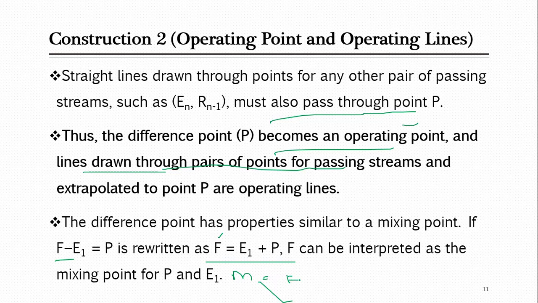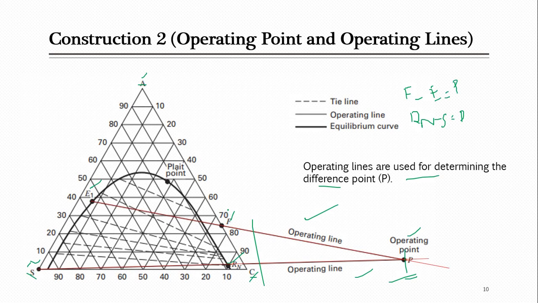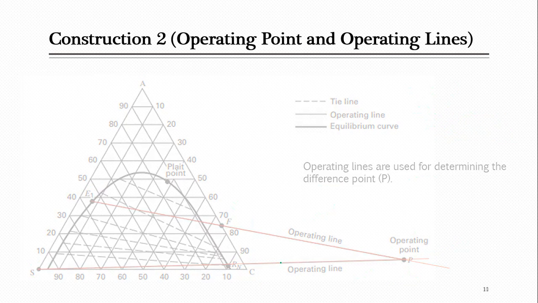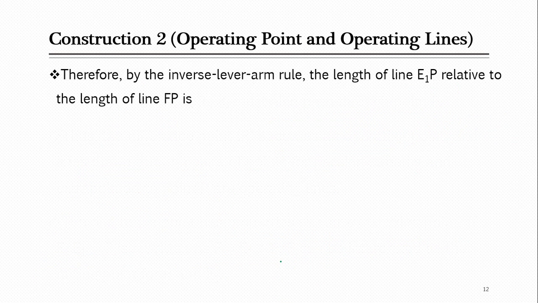So similarly now F will be located somewhere between E1 and P, and you can easily see from the diagram, yes, F is located in between P and E1. Similarly this Rn is also located, if we rearrange this equation, Rn will be equal to S plus P, and this means Rn is located in between these. So this is how it works.